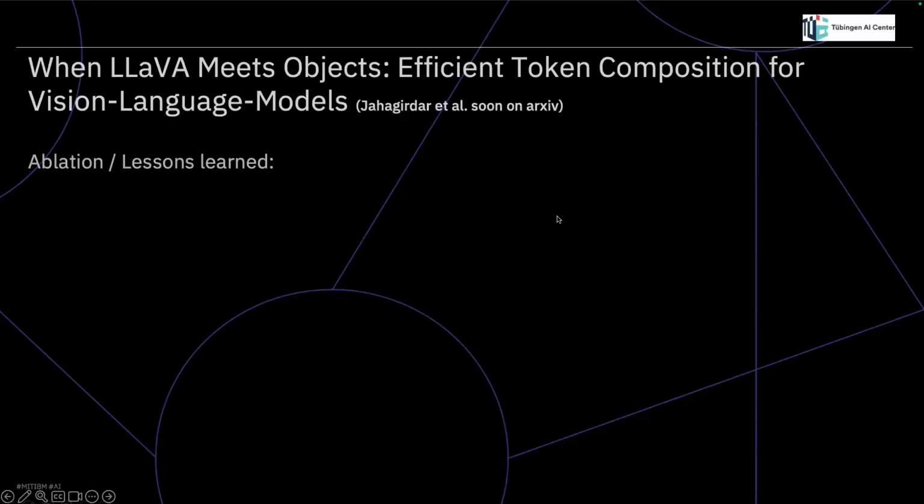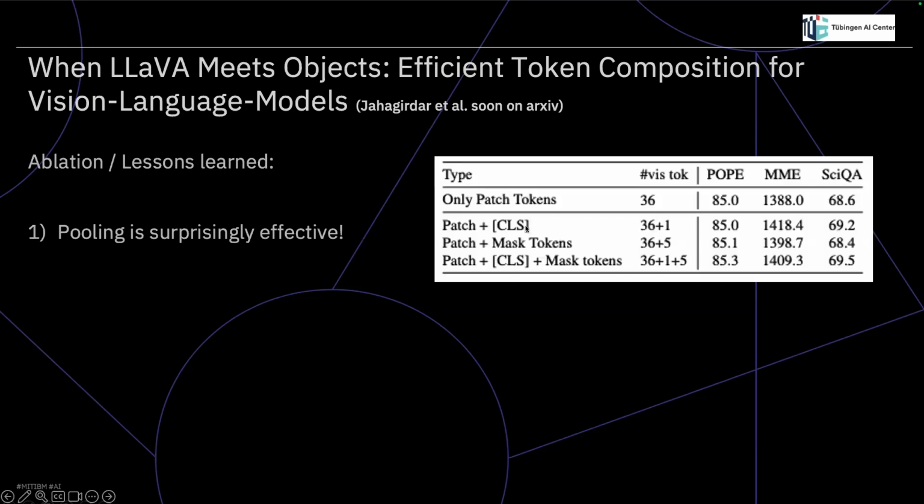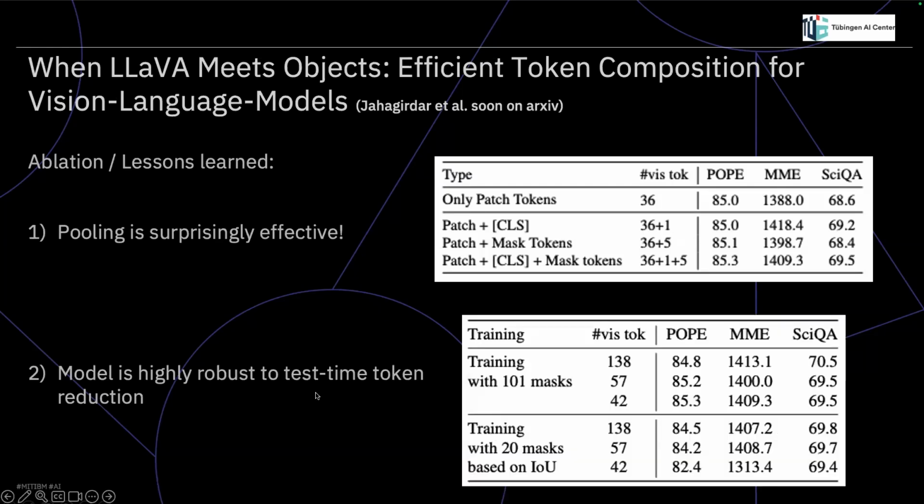Just to summarize the lessons learned and come to a conclusion, so we still have a bit of time for questions and discussion. One thing we learned from this exercise is that, for whatever reason, pooling is surprisingly effective for vision language models. Even when we would only pool, we would already have pretty good numbers. The second thing we learned is that the mask tokens are actually very robust to test time token reduction. Technically, the model doesn't care if it was trained with 100 masks and then we reduce it to 15 or 10, or if it was trained with 50 masks. The numbers stay very robust and pretty much the same.